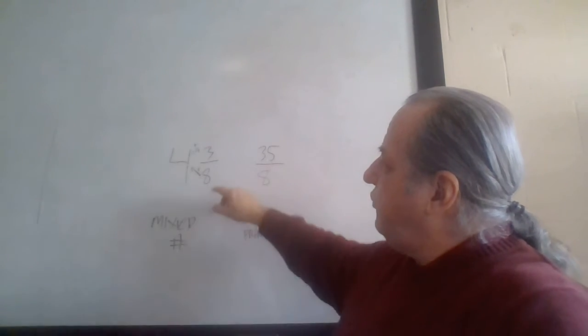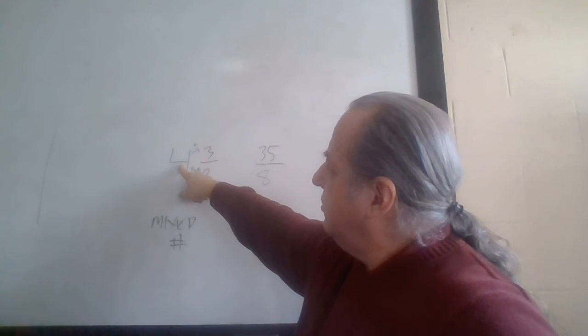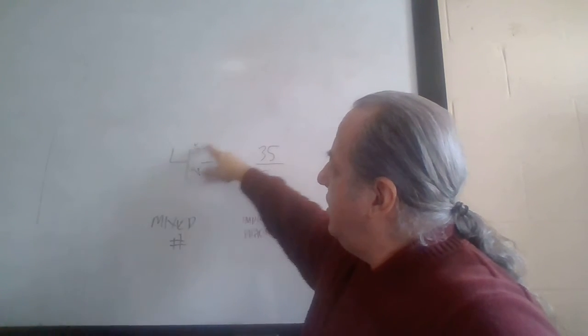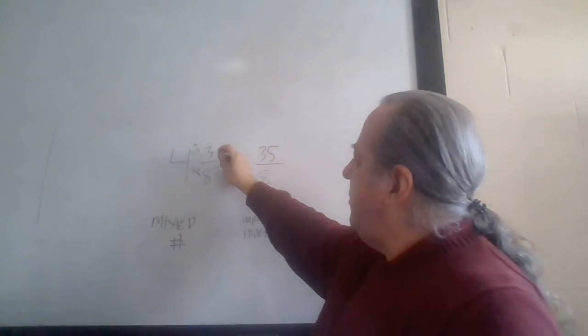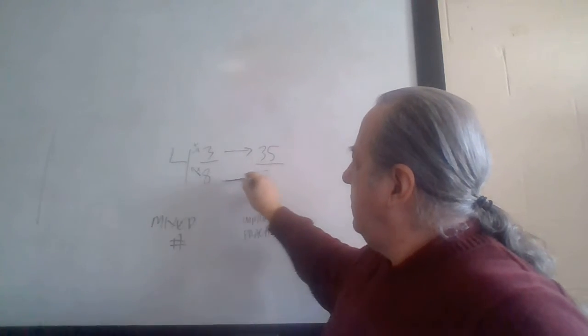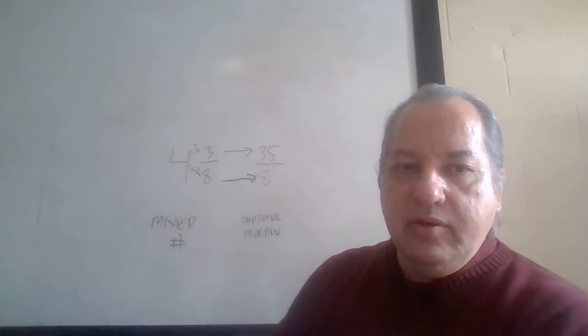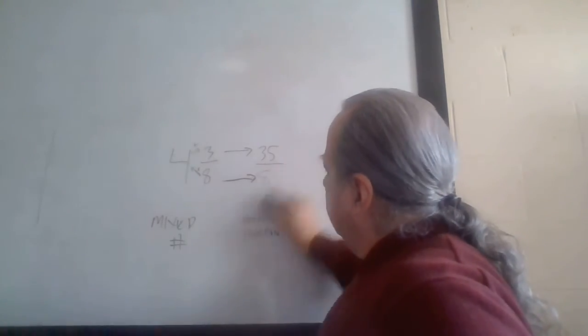So again, the rule is fairly straightforward. Multiply the denominator times the whole number. 8 times 4 is 32. Add that to the numerator. 32 plus 3 is 35. That becomes the numerator. And you keep the original denominator. Once you work through these, it becomes second nature. So let's continue and try a couple more of these kinds of problems.